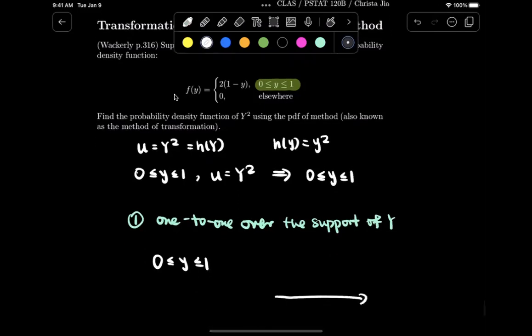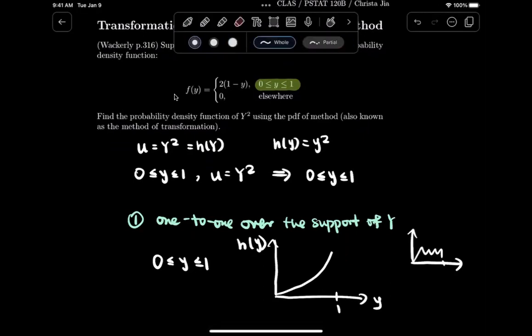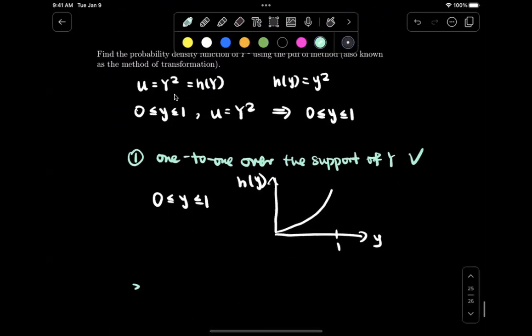And from 0 to 1, what does our function h look like? So let me plot y on the horizontal axis and h of y on the vertical axis. So I would say from 0 to 1, it looks something like this. And yes, it is 1-to-1. Something that's not 1-to-1 would look like this, for example. So this condition is satisfied, and let's go on to the second condition.